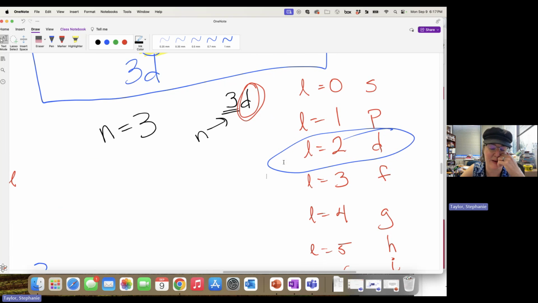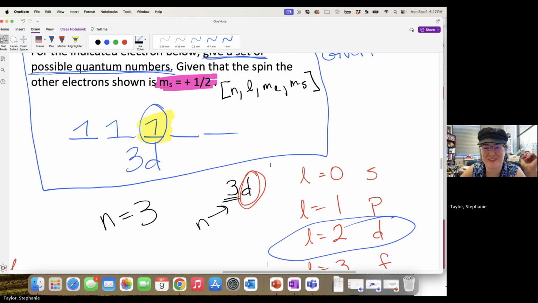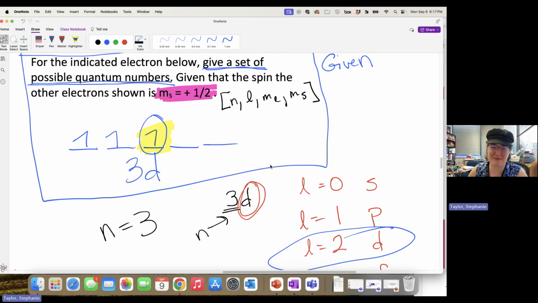Yes, I did have to sing the alphabet song to know what came after F. This is what happens when I do chemistry for a certain number of hours.